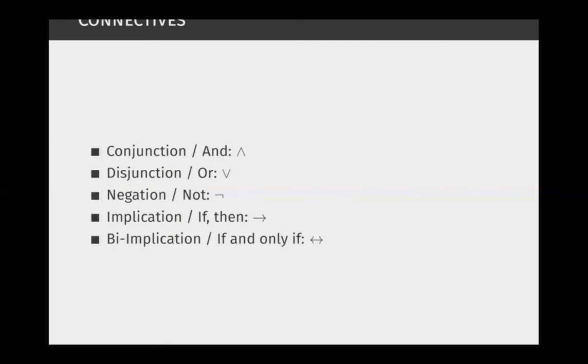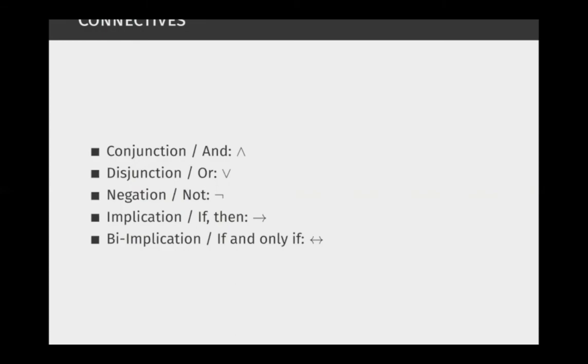Now, intuitively, all these 5 connectives have meaning that you have heard since your childhood. But now we will give them precise meaning. They also have some nice names in logic. The AND operation is called conjunction, the OR operation is called disjunction, and you can see the symbols for them in front of them. And not is called negation.